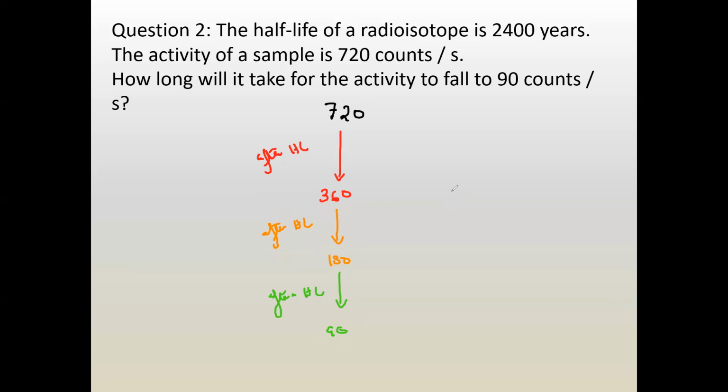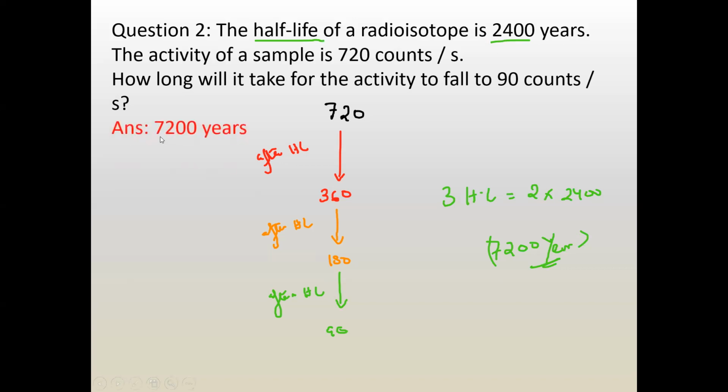So 1, 2, and 3 half-lives. So there should be 3 half-lives. And we know the time for each half-life. They mentioned the time for the half-life is 2,400 years. So it will be 3 multiplied by 2,400 years. This will give us the total time the sample will take: 2,400 times 3 equals 7,200 years. So 7,200 years is what this sample will take to change from 720 radiations to 90 radiations.